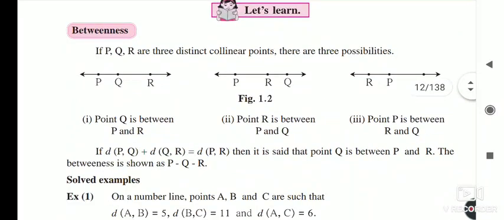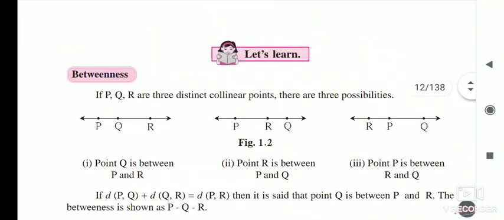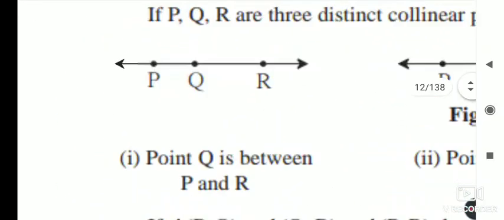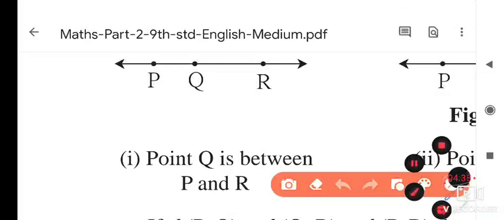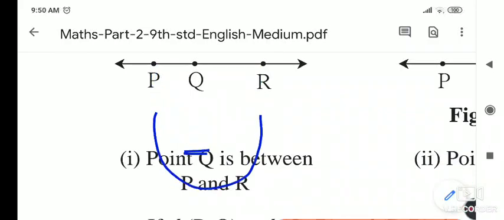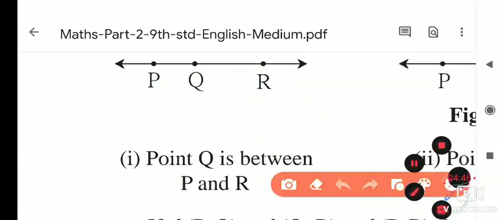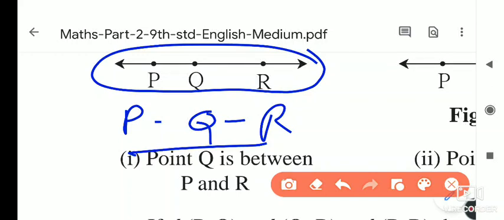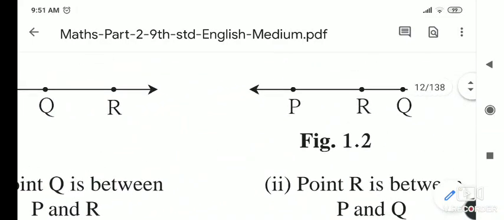Now we are speaking about betweenness. What is betweenness? Betweenness means in between. The coordinate which comes in between is called betweenness. Suppose these are the points. Q is in between P and R. How do we write the betweenness of this? P-Q-R. Since it is impossible to draw the number line every time, if you write P-Q-R, then we can say that Q is in between P and R.